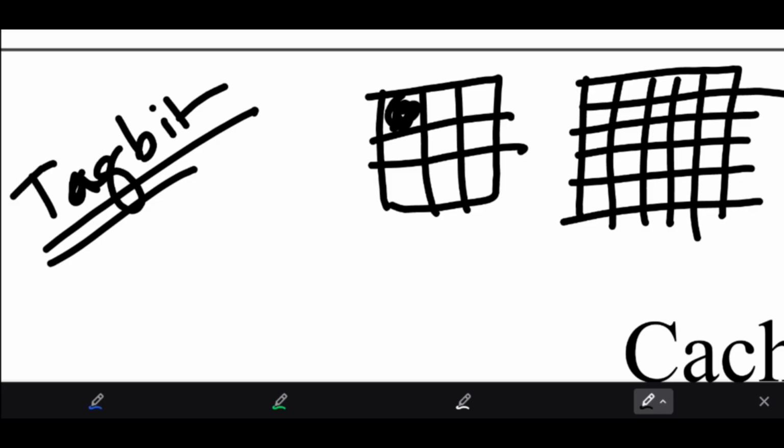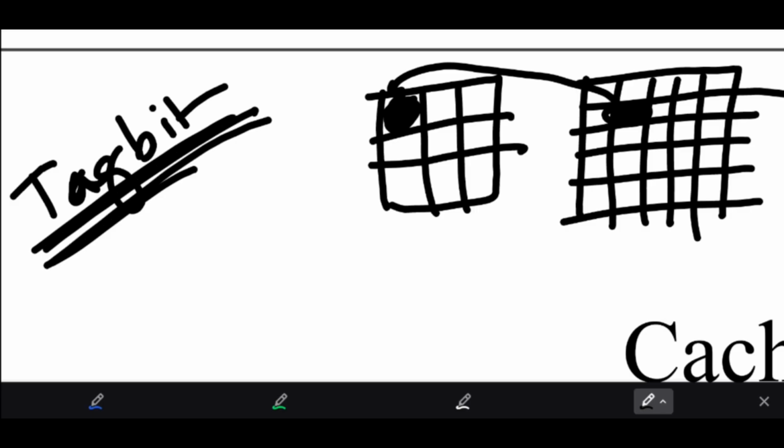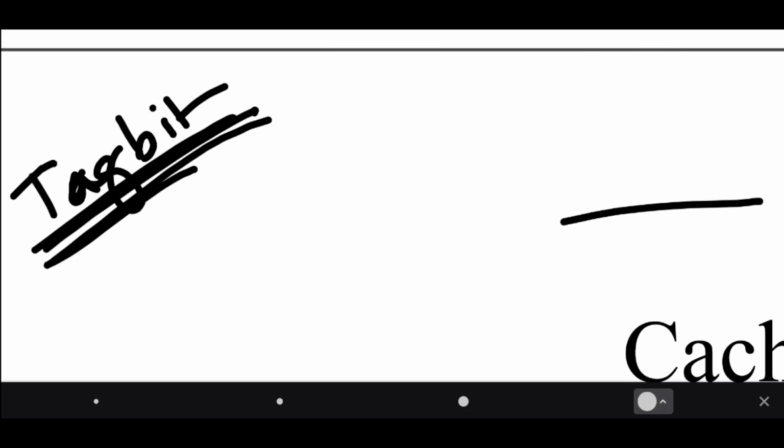This is the data. Which address? The data in the cache is also in the memory. Okay, the address of the memory is stored as a tag bit. If the tag bit matches, then the data in this address is also available in the cache memory. This is the tag bit, meaning the address associated with the data.